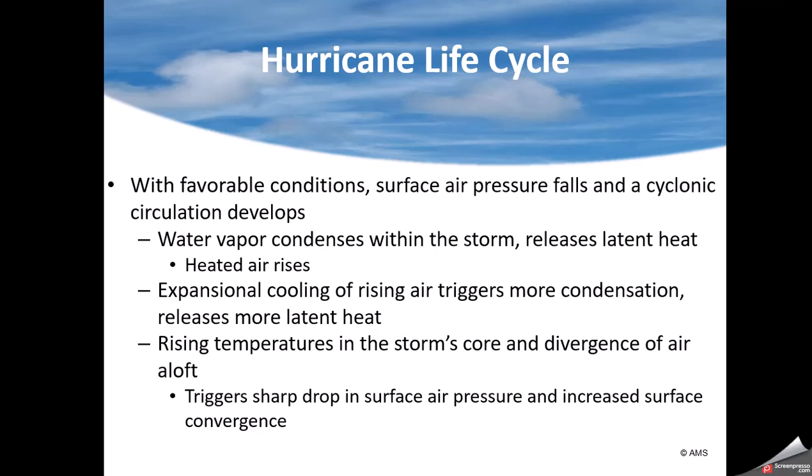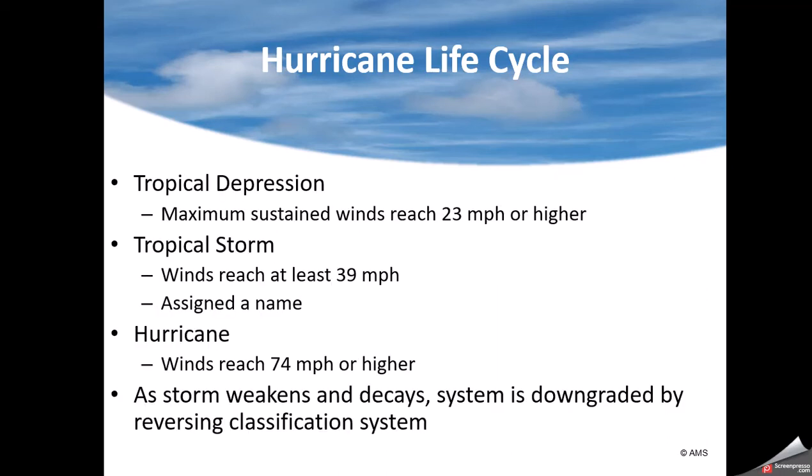But when there are favorable conditions, water vapor condenses within the storm for latent heat release, so you have more heating. The heated air rises because we know hot air rises fast. And you begin the expansion and cooling of that rising air, more condensation, more latent heat, because you've got tremendous amounts of water available to these systems. And this triggers that sharp drop in pressure, and you wind up getting the different stages of a hurricane.